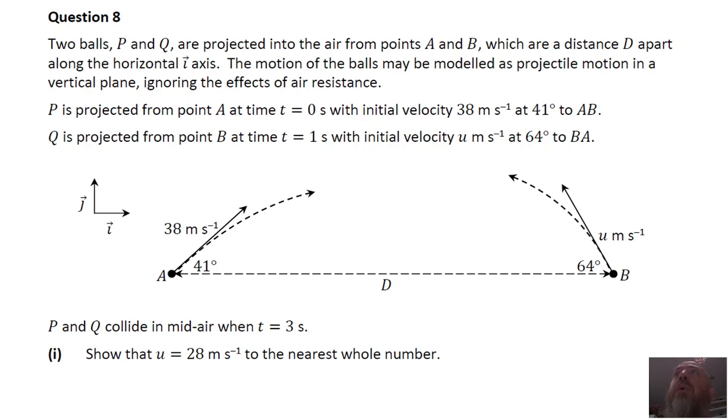So what do we got? So P, okay, which one do we do first? P, I think we do first, because P is projected from point A at time t equals 0. Cool. So I'm just going to mark the arrows on this diagram here, where this is 38 sine 41, and this is 38 cos 41. Actually, while I'm here, I'll do this one over at B. So this is U sine 64, and this is U cos 64.